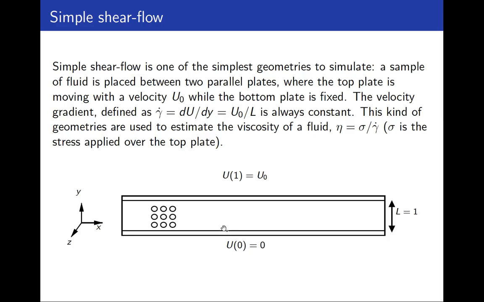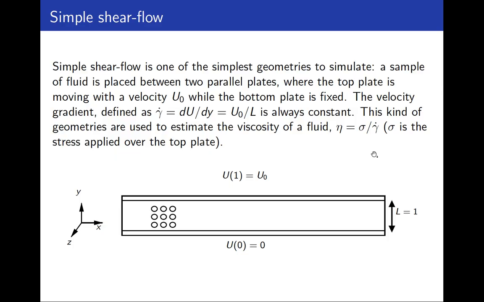And the fluid that is very close to the wall is not going to move, or is going to move with a very, very slow velocity. On the other hand, the top plate is moving with a velocity u0. The velocity here is going to be equal to u0. And we can define the shear rate, which is calculated as the derivative of the velocity with respect to y, and can be calculated as follows. It's just the ratio of u0 over L, and this shear rate is always constant.